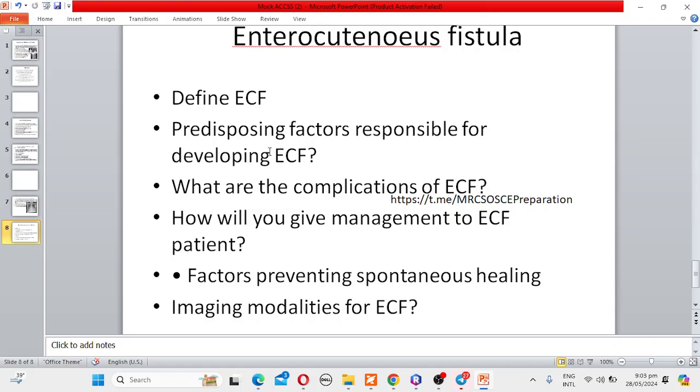Correct. So now tell me about the classification of enterocutaneous fistula. It is classified into external or internal, simple or complex, congenital or acquired, and also anatomical and physiological. In physiological, it is high output and low output. In anatomical, it is enterocutaneous fistula, enterocolic fistula, colovesical, vaginal. Very good. Now tell me the high output fistula, moderate output fistula, low output fistula.